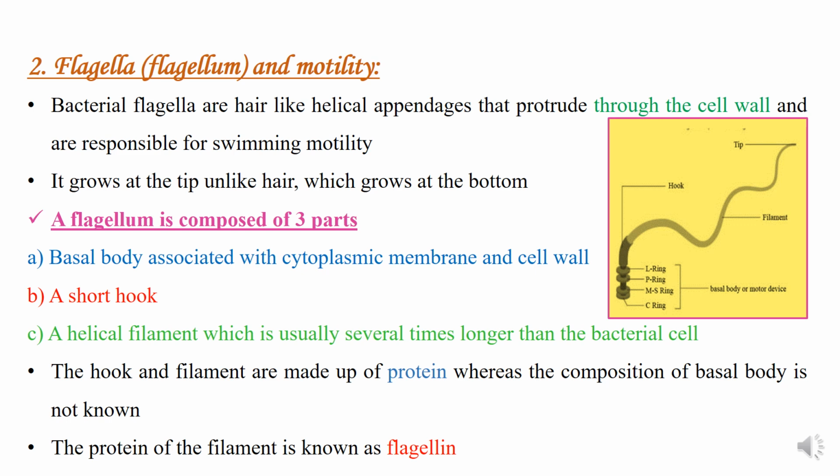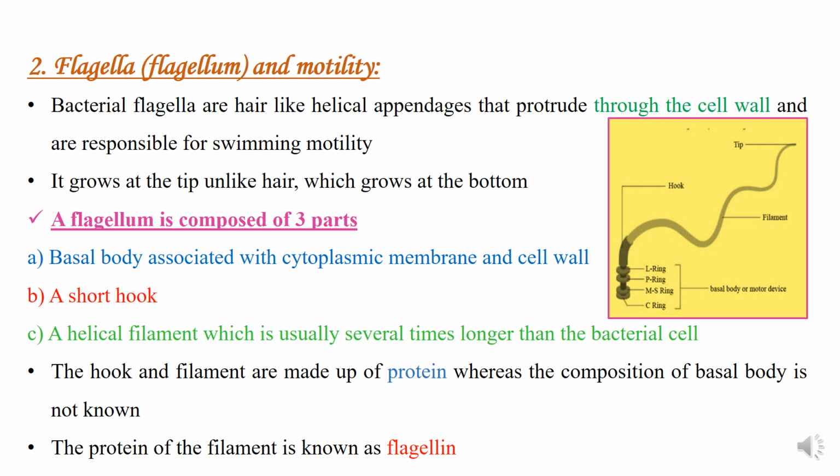This flagellum is mainly useful for the motility of the bacterium. Flagella are hair-like helical appendages that protrude through the cell wall, and they are responsible for swimming mobility, that is, moving the bacteria from one place to another, and they grow at the tip unlike hair which grows at the base. Hair grows from the base, whereas flagella grow at the tip of the bacterial cell.